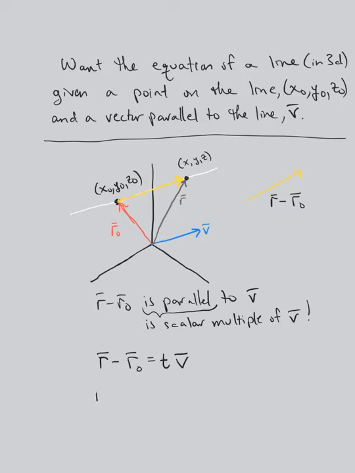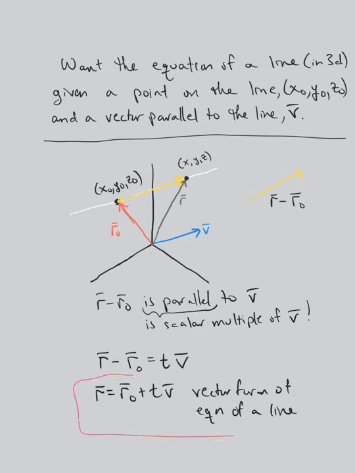So I would get r naught plus tv. All right, like that. And this is called the vector form of the equation of a line. We're going to look at it more specifically too, but this is the first version of the equation of a line in space, and so this is called the vector form.